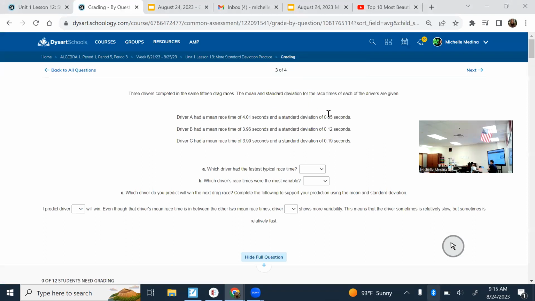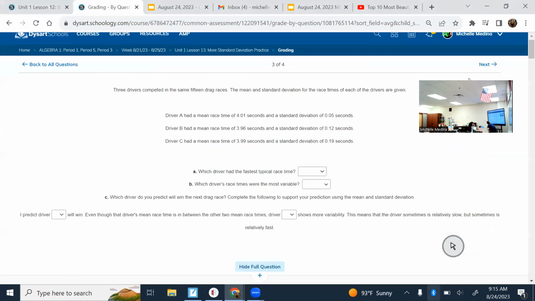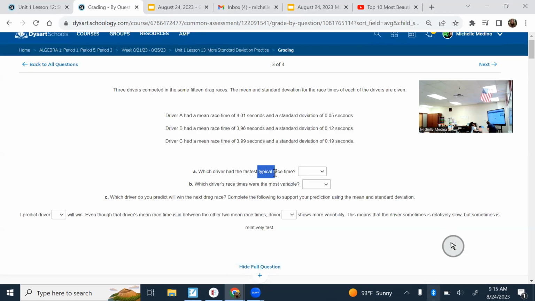So we have 3 drivers who competed in the same 15 drag races, and the mean and standard deviation for the race times of each of the drivers are given. So here's all of that information. We'll use it in a second. So, who had the fastest typical race time? Anytime we're talking about a typical value, does that mean center or spread? Good, so you should be looking at the mean, not the standard deviation.